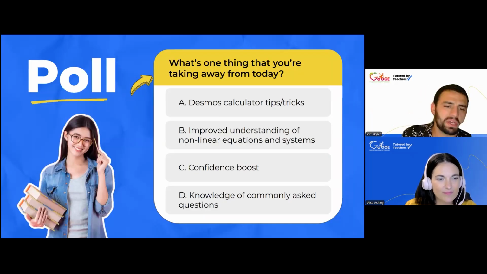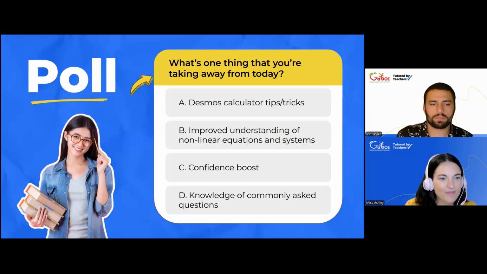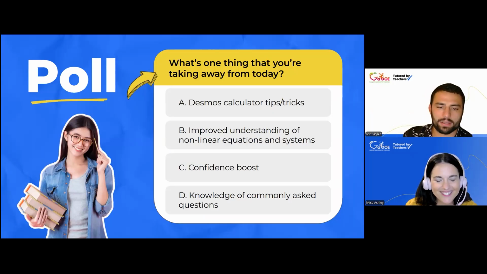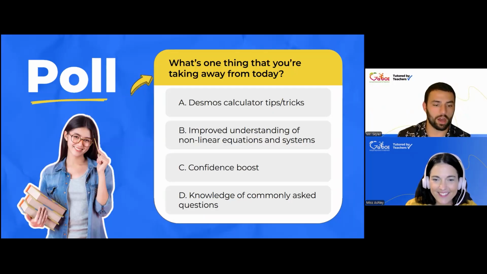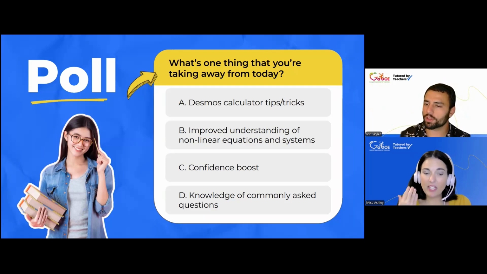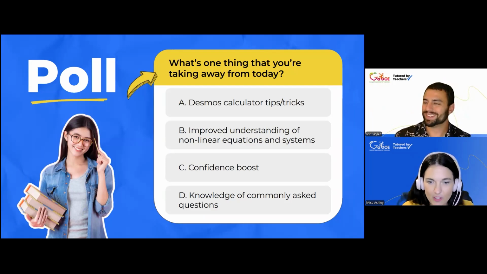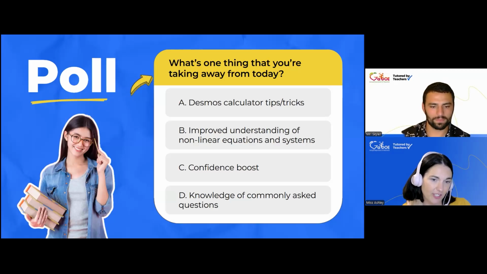Now, it's time to hear about what you're getting from today. Did you guys get some Desmos calculator tips and tricks? Is that what you took away? Maybe we improved your understanding of nonlinear equations and systems, right? You guys are working so hard. Maybe you got a little bit better at that today. Did you guys get a confidence boost? Yes, be confident in your abilities. I'm seeing a lot of people improved understanding of nonlinear equations and systems.